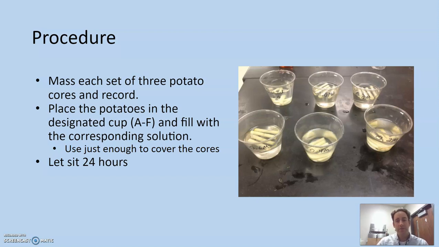Then you're going to place those cores in the cups, and fill those cups with the appropriate solution, A, B, C, D, E, or F. Please, these solutions are kind of a pain to make, so use just enough to cover the cores. Don't fill it up too much. And then we're just going to let it sit. It's going to sit 24 hours, and I'm sure you're going to have a restless night of sleep as you ponder what is going to be taking place.